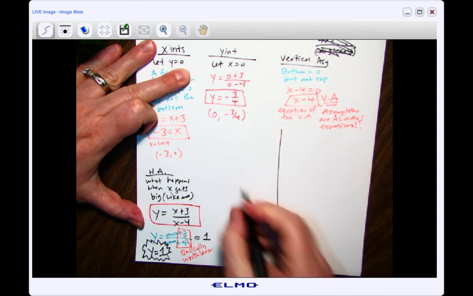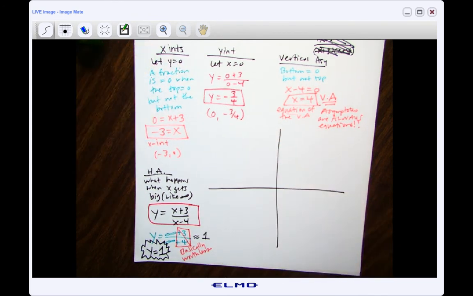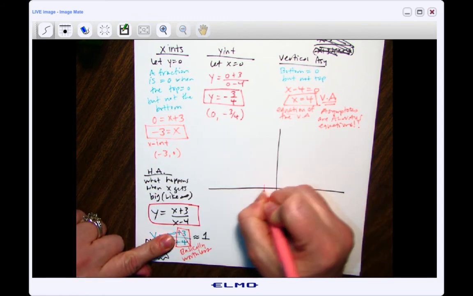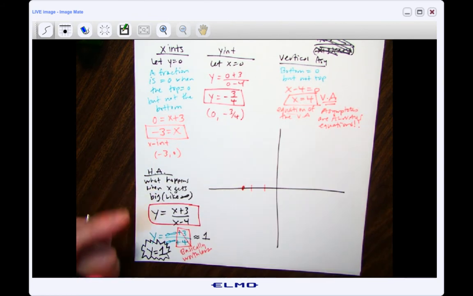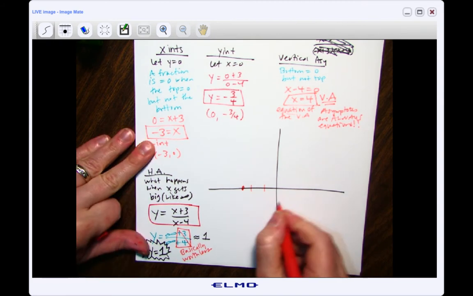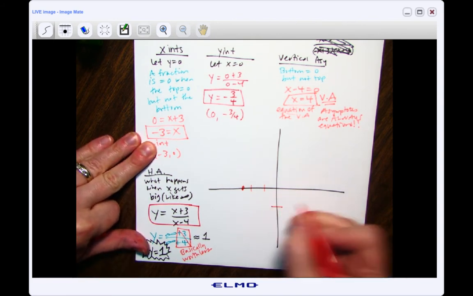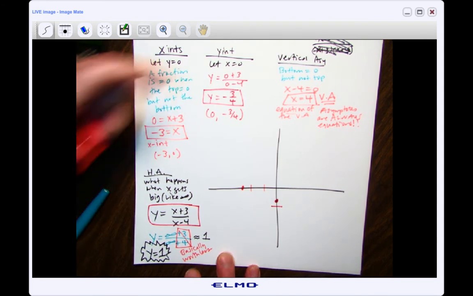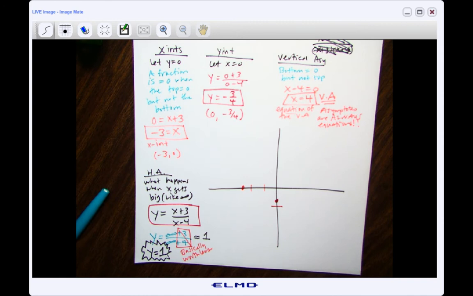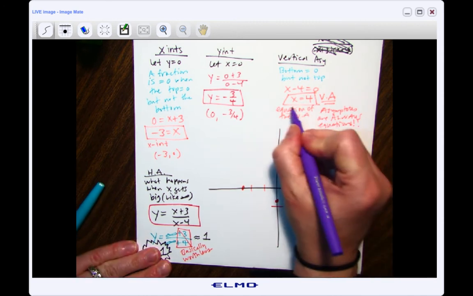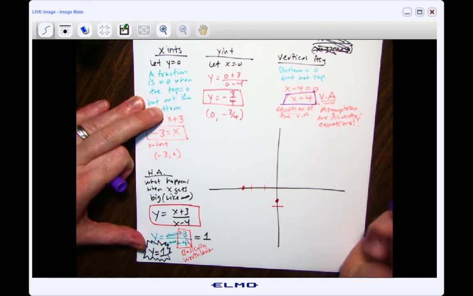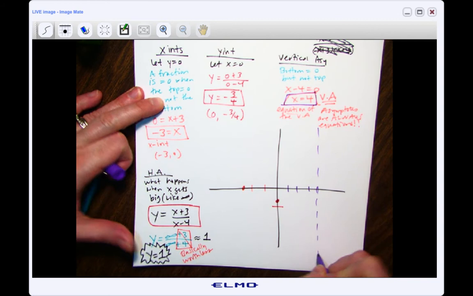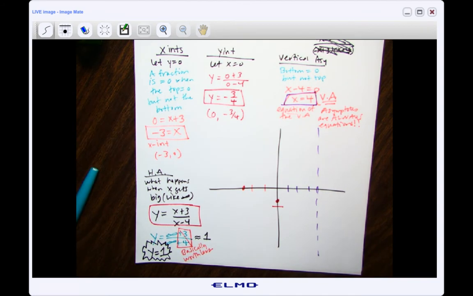The first thing I'm going to do is draw in my x-intercept, which is here at -3. Then I'm going to do my y-intercept, which is down here. If this is -1, it's like here, -3/4. Okay, so I just drew in my x and y-intercepts. The next thing I'm going to draw in is my vertical asymptote. It's this line, x is equal to 4. 1, 2, 3, 4. Okay, there's my vertical asymptote. It's the line x is equal to 4.